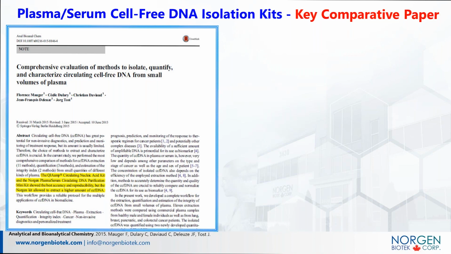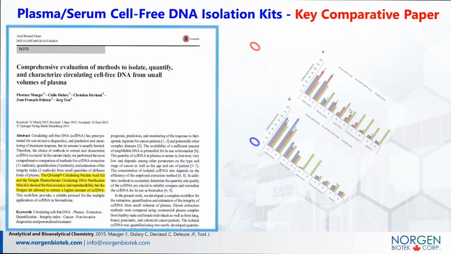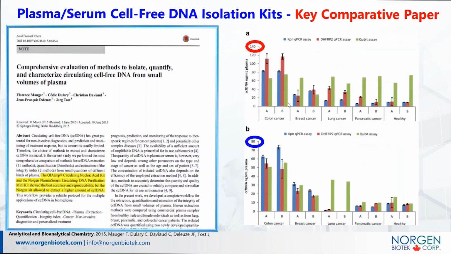And also some published procedures. What they found is that Norgen's kits on panel A, the upper graph, recovered the highest amount of DNA from different plasma samples collected from different cancer patients as well as healthy individuals, whereas Qiagen recovered less DNA from all of the samples.